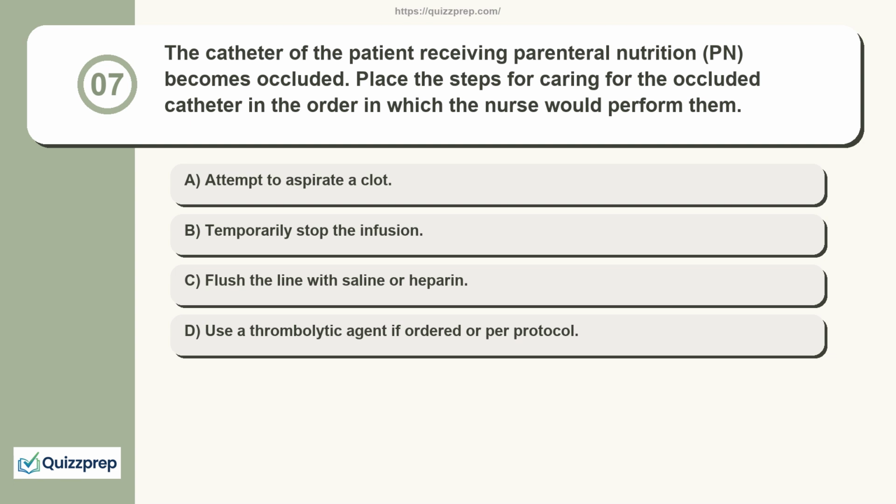Question 7. The catheter of the patient receiving parenteral nutrition, PN, becomes occluded. Place the steps for caring for the occluded catheter in the order in which the nurse would perform them. Attempt to aspirate a clot. Temporarily stop the infusion. Flush the line with saline or heparin. Use a thrombolytic agent if ordered or per protocol.